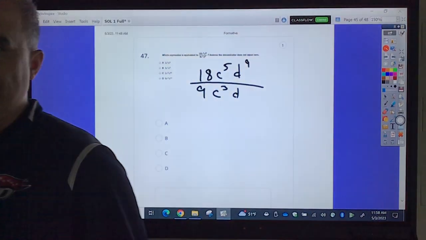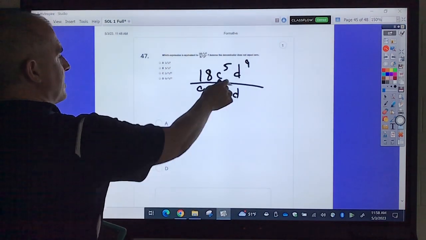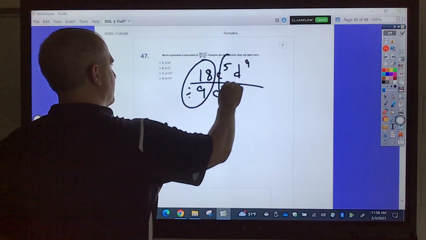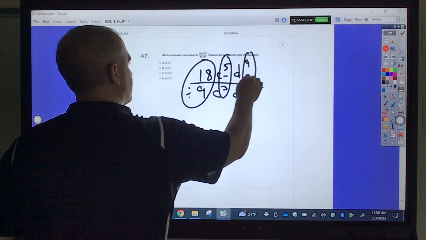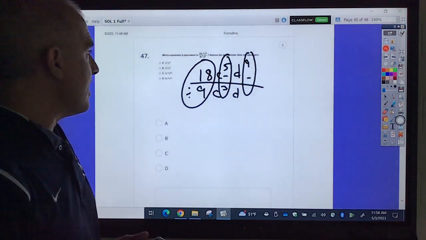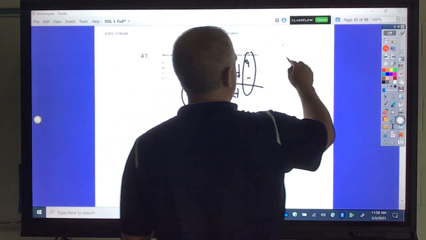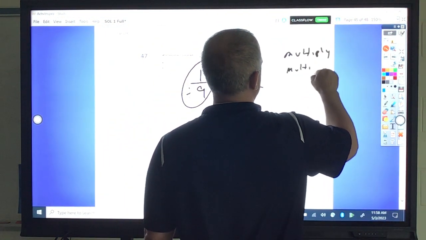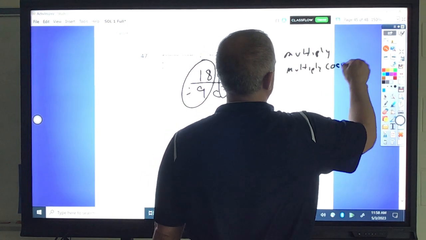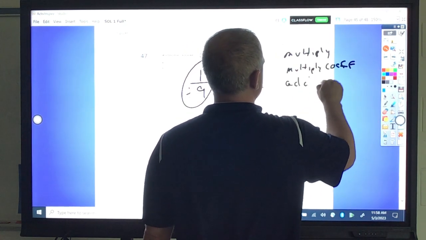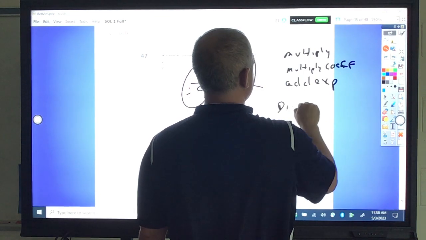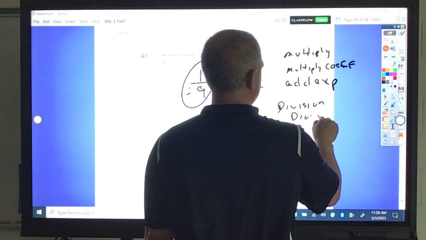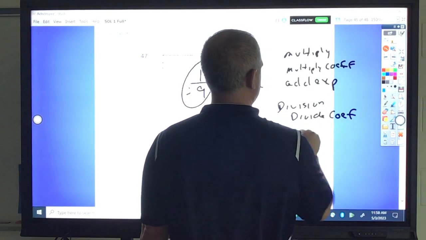All right, let me pull it up on my tablet. So basically, before I get the numbers, the idea here is I want to divide these numbers and subtract these numbers, okay? So when you have exponent rules, remember the multiply rule is multiply coefficients, add exponents. The division rule is the opposite, okay? All right, divide coefficients, subtract exponents.